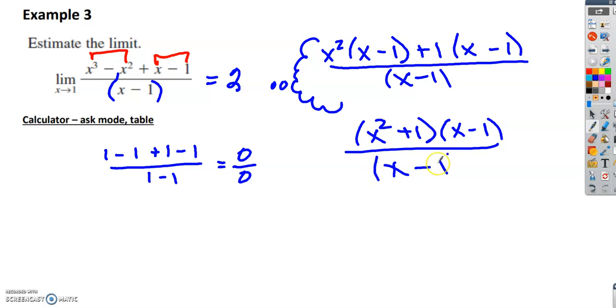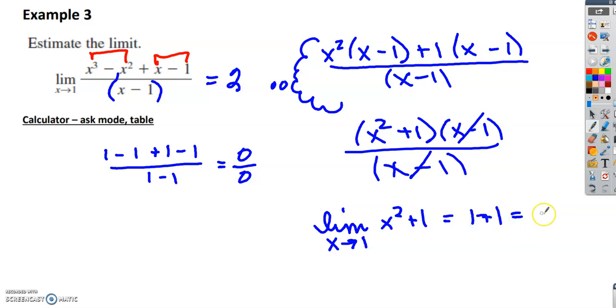Now look what happens. I can cancel those two out, which means this whole thing basically reduces, so I'm still having the limit as x approaches 1 of just x squared plus 1. Well, that's way easier to plug 1 into. Check it out. 1 squared is 1, plus 1 is 2, which we already got here.